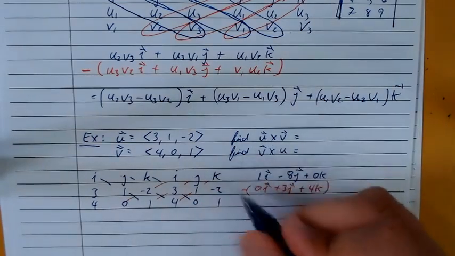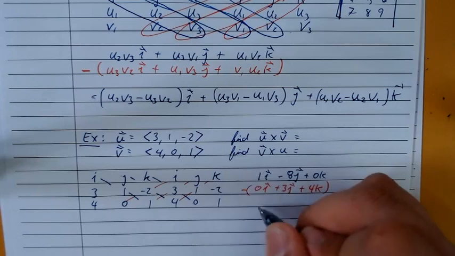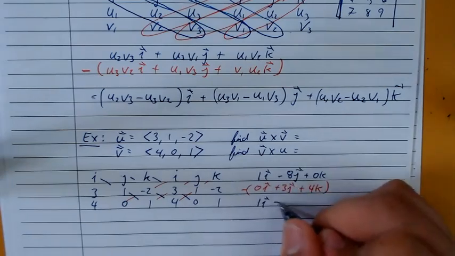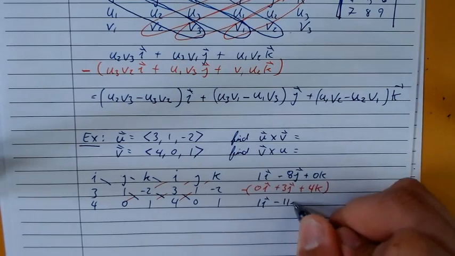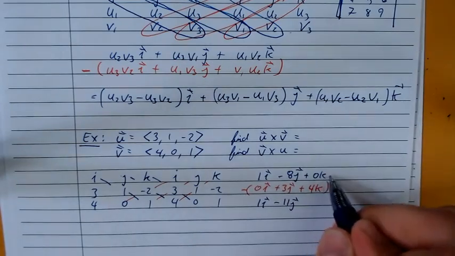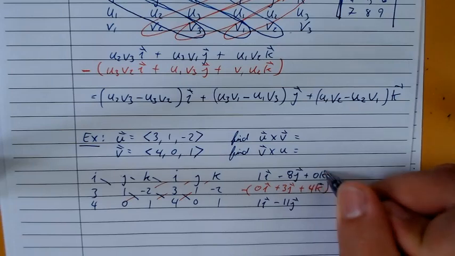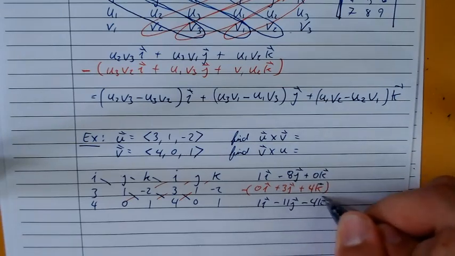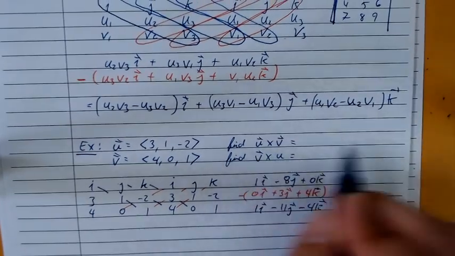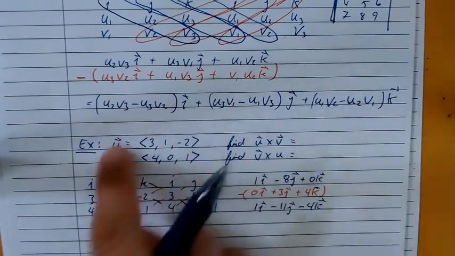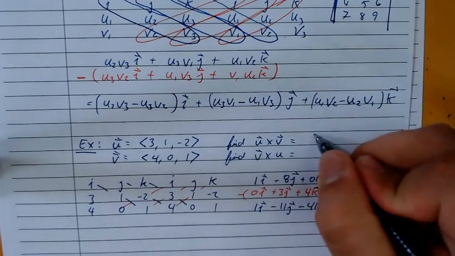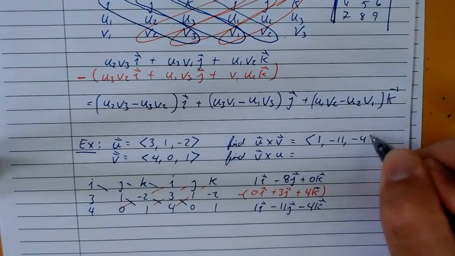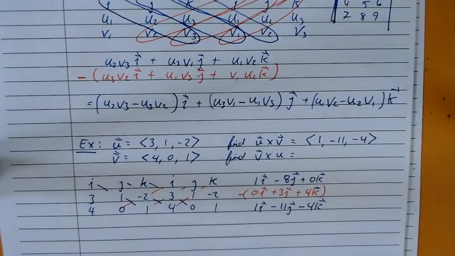U cross V, that's 1I minus 0I, well, that's still 1I. Negative 8J minus 3J is negative 11J. And 0K minus 4K, oops, I'm forgetting my notation there, is negative 4K. So here, that's my cross product. Since I started off with this in component form, I'll go ahead and end with it in component form: 1, negative 11, and negative 4. If you wrote it this way, that would also be correct.